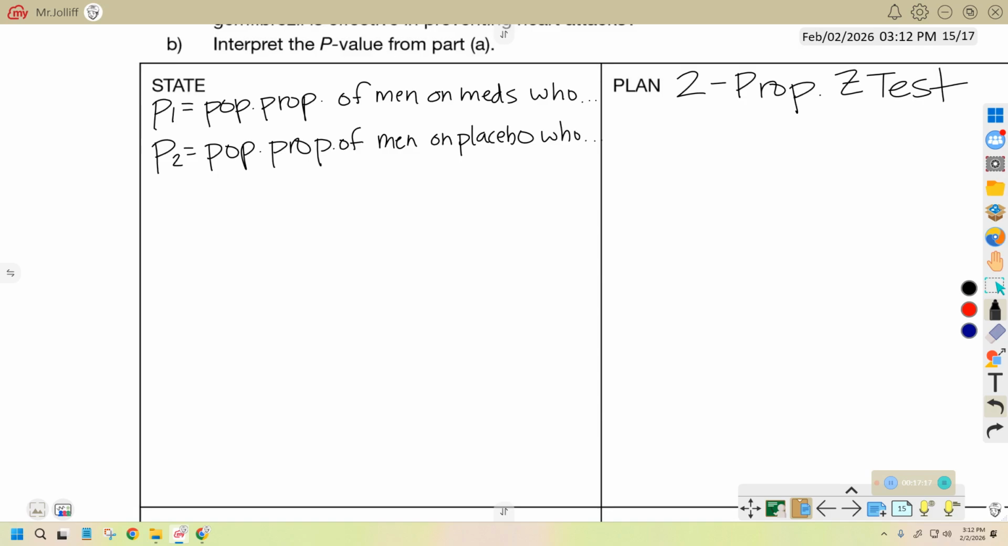And what are we counting in each group? What am I keeping track of out of these samples? How many had a heart attack? So proportion who had a heart attack.